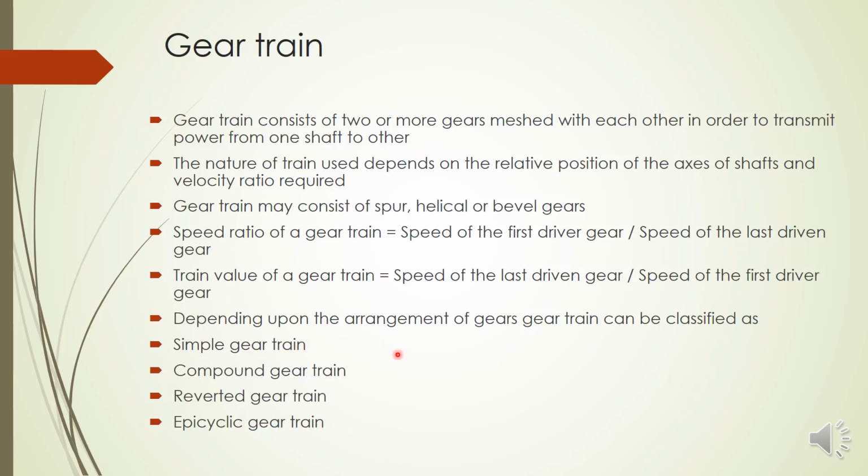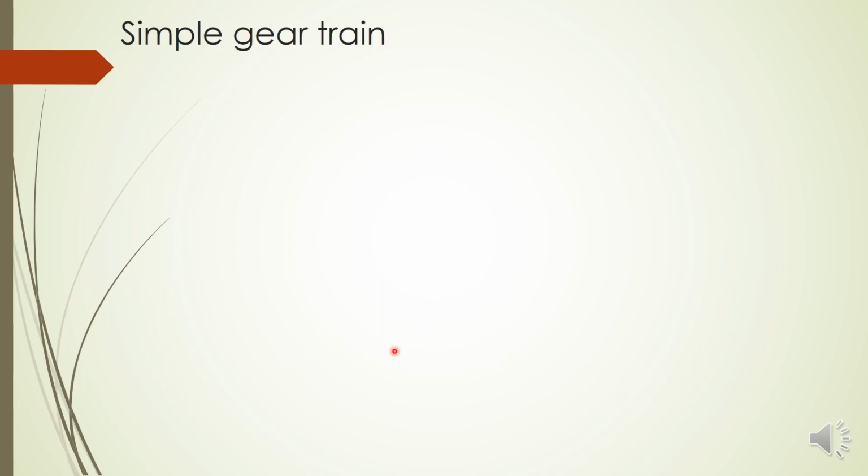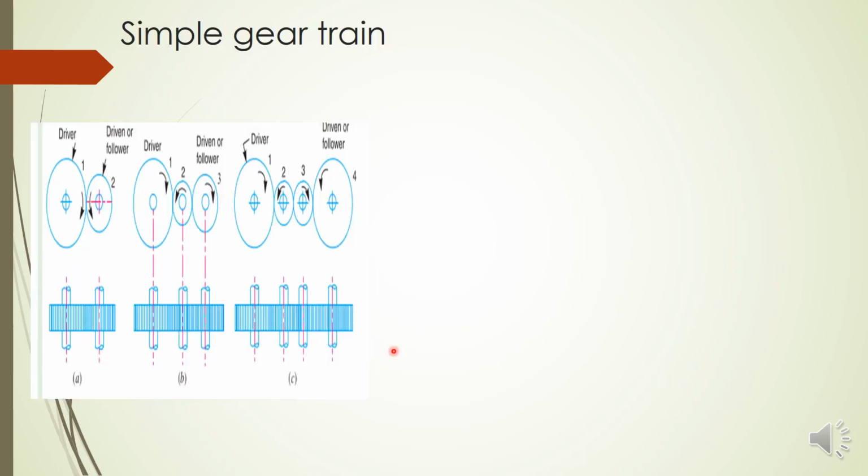So let's first check the simple gear train, what it looks like. Yes, this is a figure of a simple gear train. This is a simple gear train consisting of 2 gears. This is a simple gear train consisting of 3 gears, and this is another simple gear train which consists of 4 gears. So you can see here the front view is drawn like this.